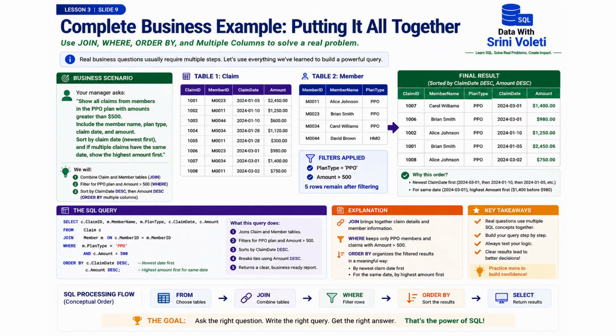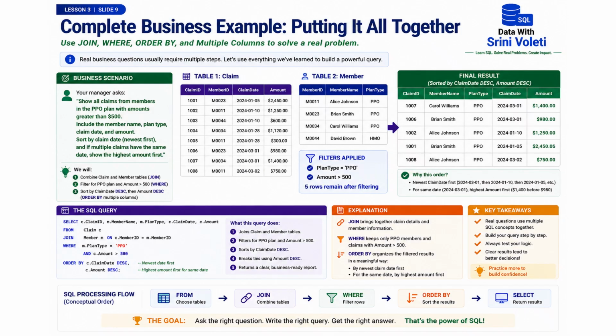Before we finish, remember the simple SQL workflow. Whenever you write SQL, join to bring related data together. Where to keep only the rows you need. Order by to organize the final results. Select to return a report that's easy to understand. When you think through your query one step at a time, even complex business questions become manageable.